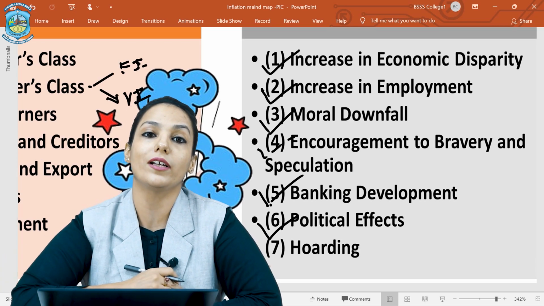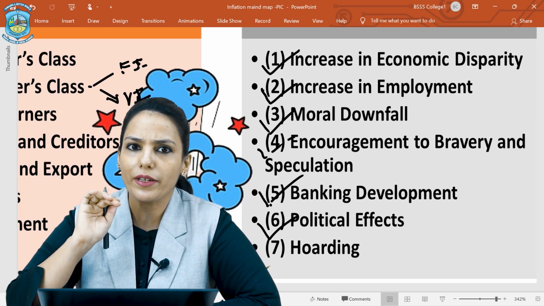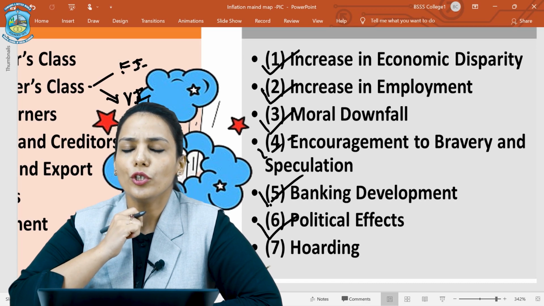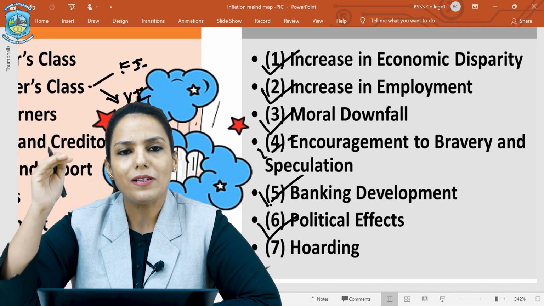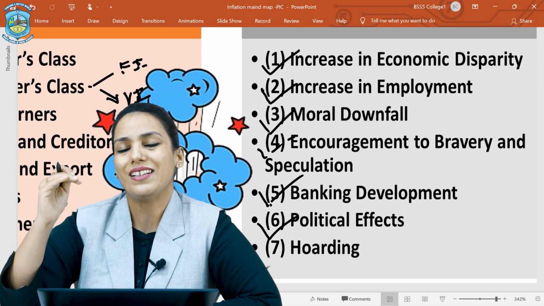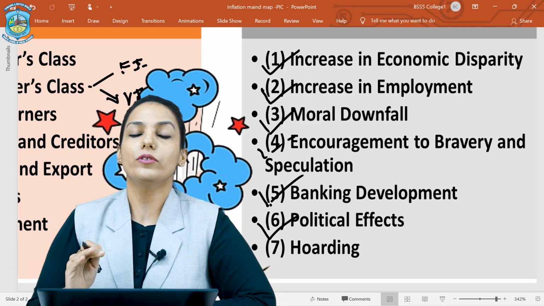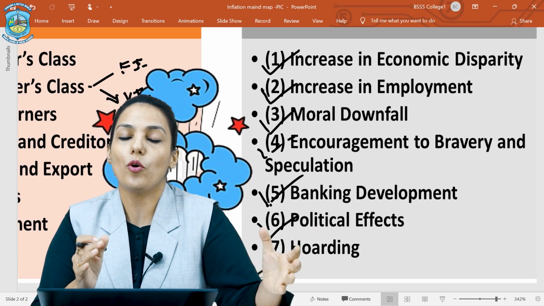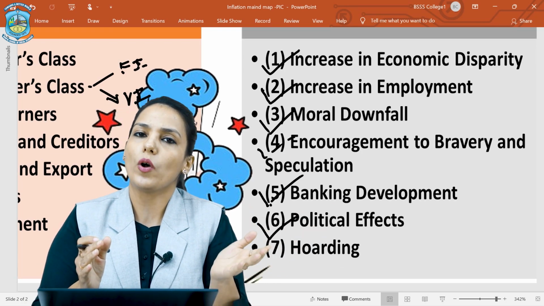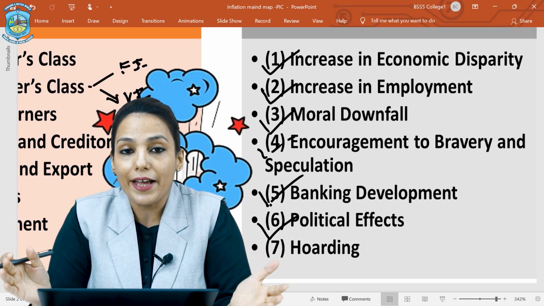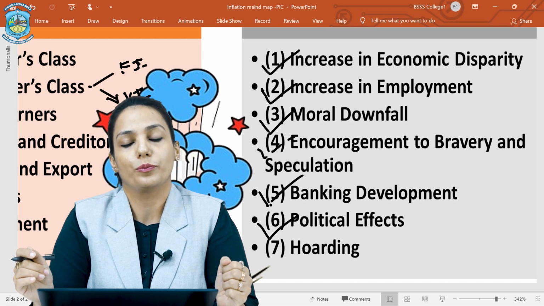Next is the political effect. Now, during an inflationary period, what happens? If you watch the news, you will find that people's trust in the economy and in the government's functioning erodes, and the opposition party attacks the government within the parliament and outside the parliament also. And sometimes inflation can lead to a change in governments also.